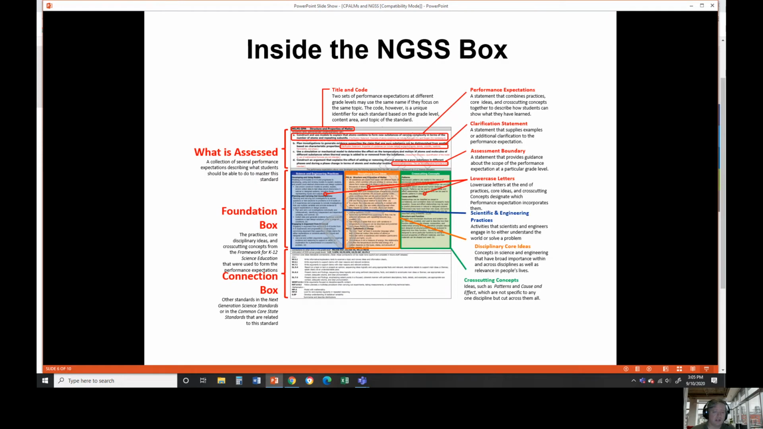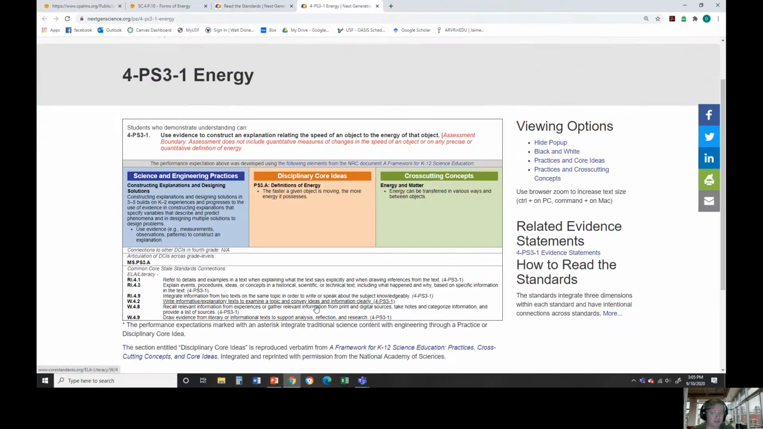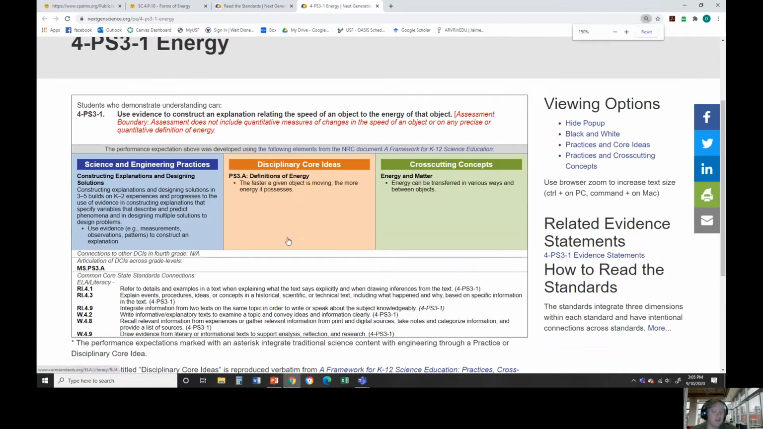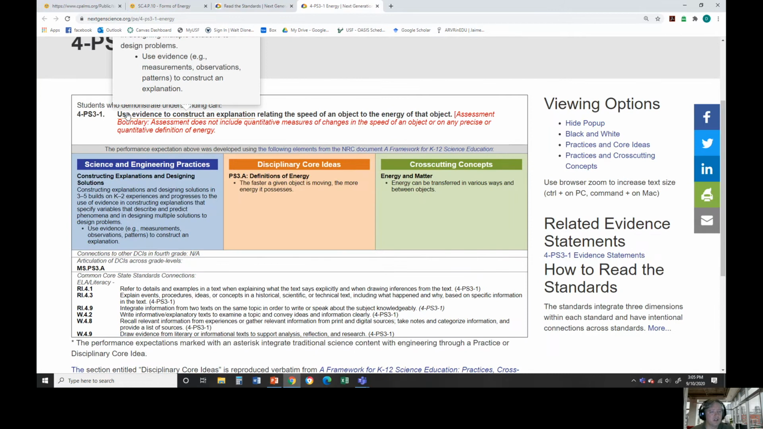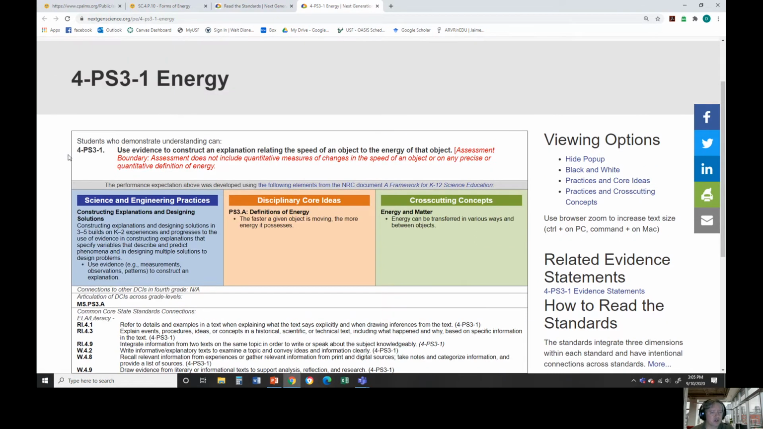Now, if you look at it, here's your NGSS box. So let's actually go back to this particular standard, and I'm going to zoom back in again. Here's your standard. Use the evidence to construct an explanation relating the speed of an object to the energy of that object. Here's what's called an assessment boundary. The assessment does not include quantitative measures of change in the speed of an object or any piece of quantitative definition of energy. So they're telling us, like, look, we don't care about the numbers in 4th grade.